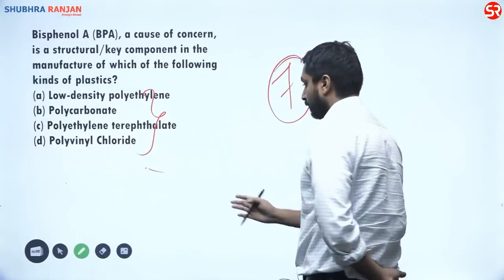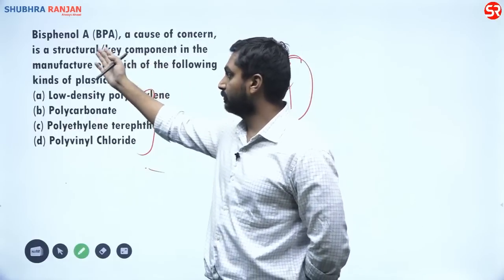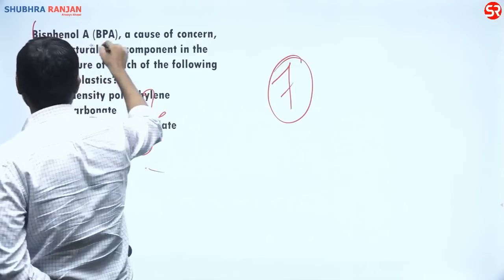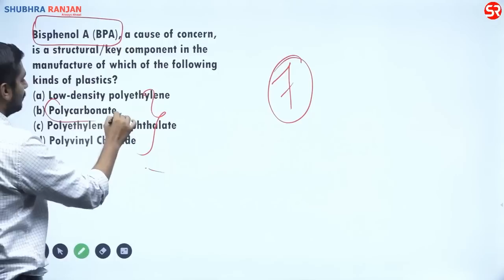These are the four types of plastic. There are seven types of plastics. So this is bisphenol A. This is an industrial chemical used specifically in production of polycarbonate plastics.